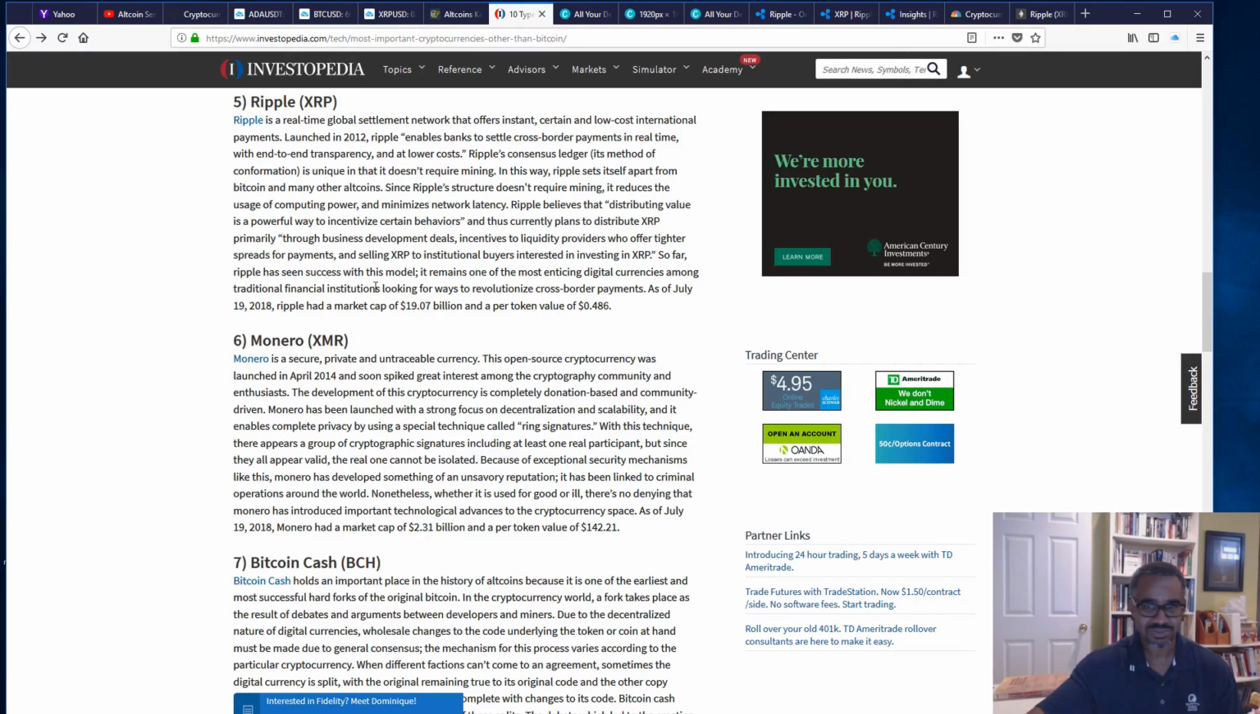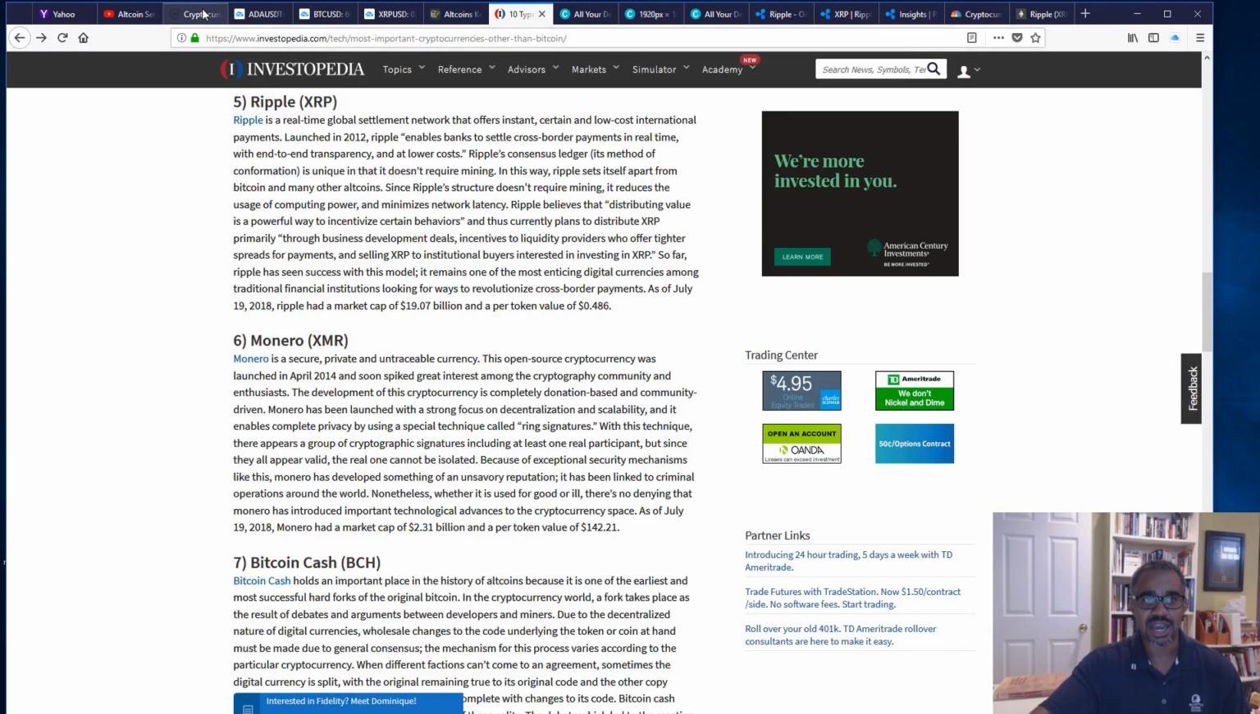That's key. As of July 2018, Ripple has a market cap of $19.07 billion and a per token value of 48 cents, or really rounded up to 49 cents. Now, this is obviously from July, a few months ago. As we know, Ripple is actually going higher than this now, and the market cap is higher.